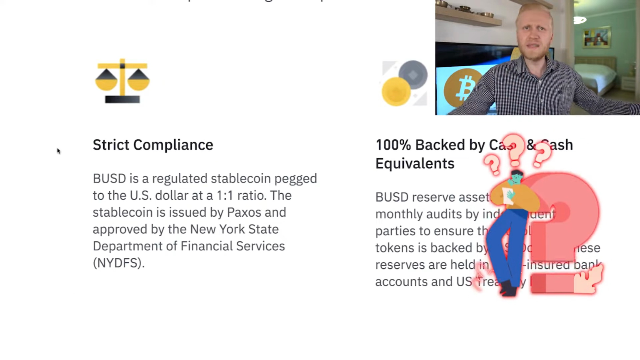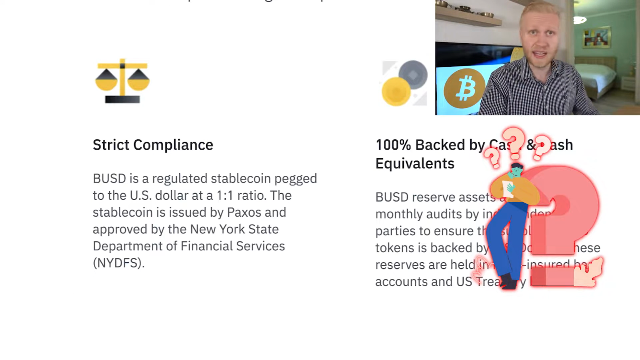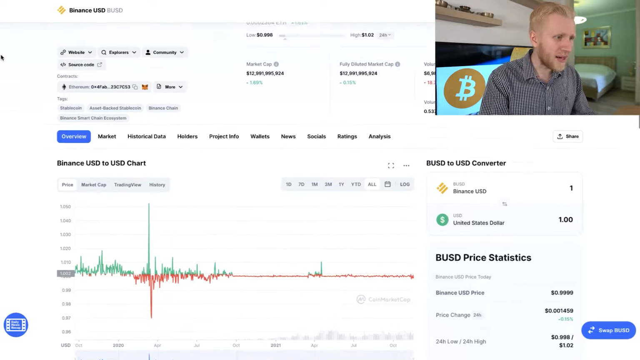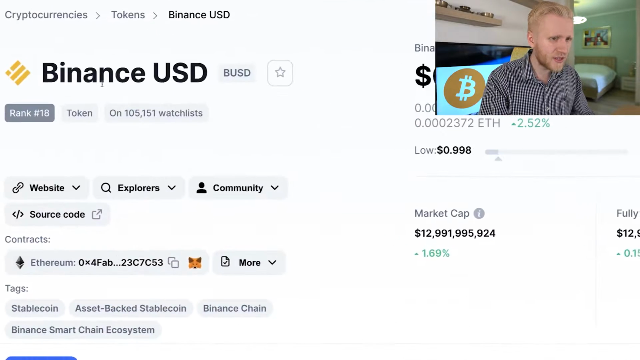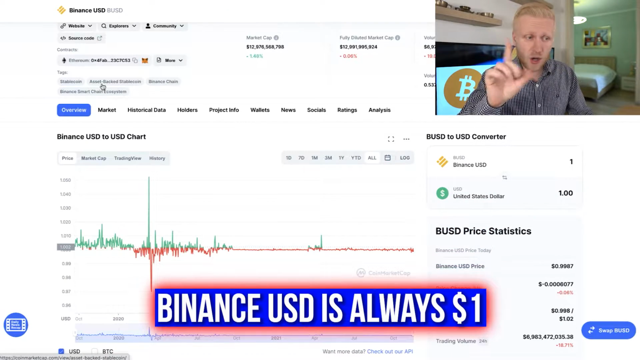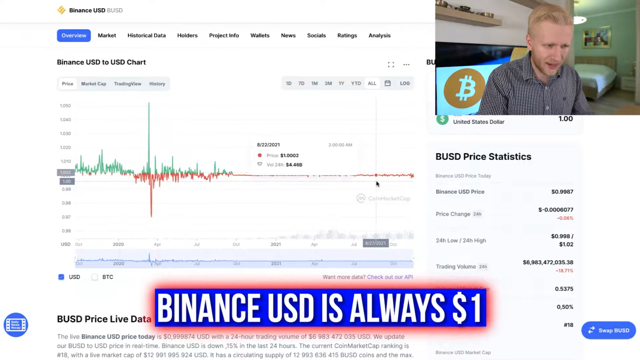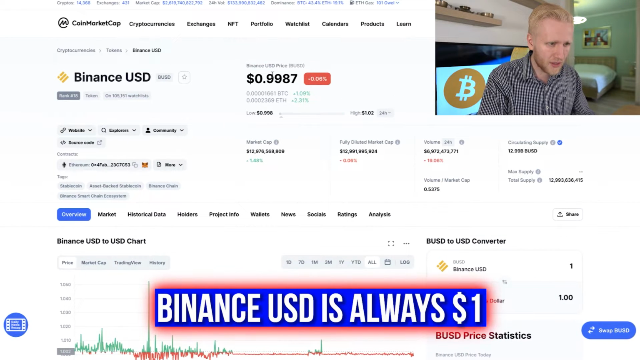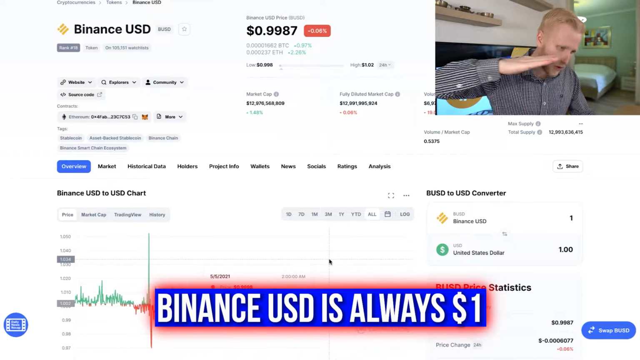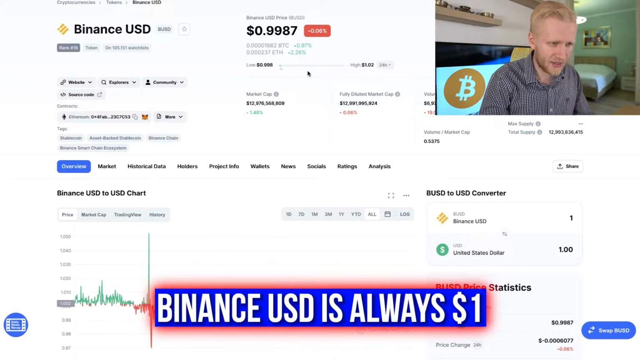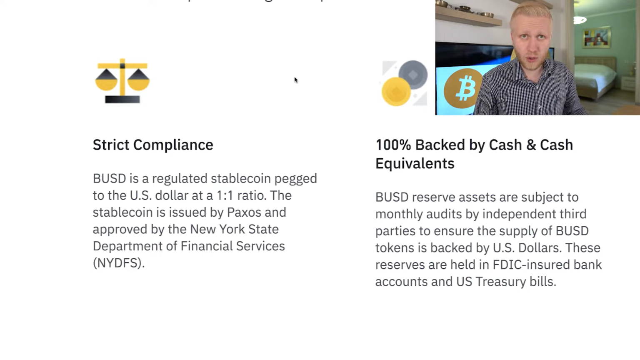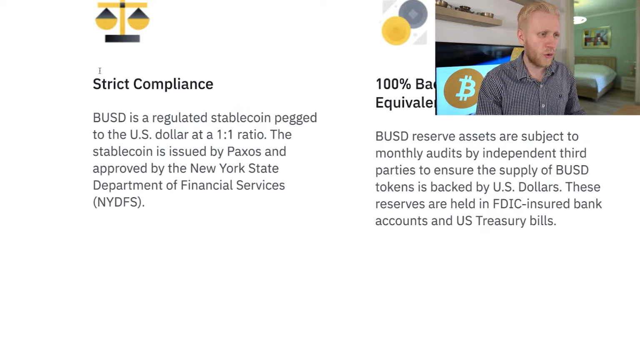First of all, what is Binance USD? You might be asking. Let me show you. You can see here that the price of BUSD, Binance USD, is always more or less $1. As you can see, $1, $1, $1. Sometimes it goes 0.0001 down or a little bit up, but it almost always goes back to $1, as you can see here. So it's a so-called stable coin, and they have really strict compliance.